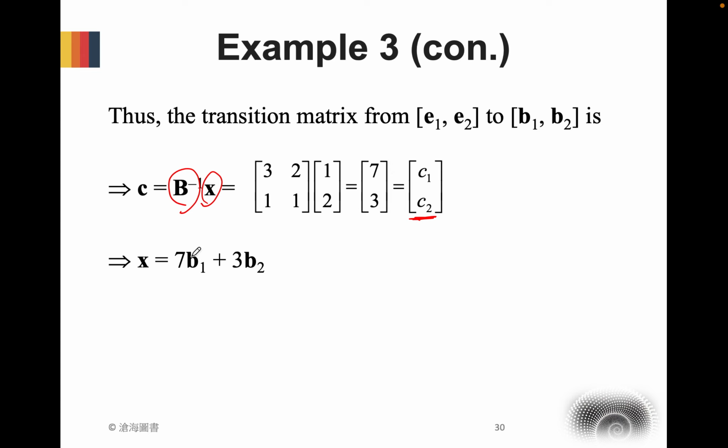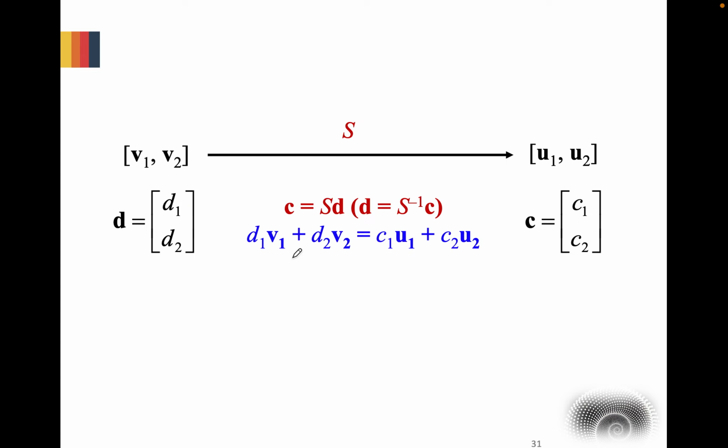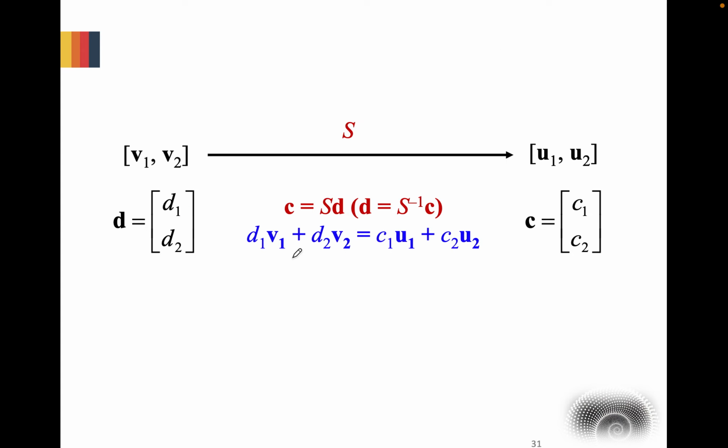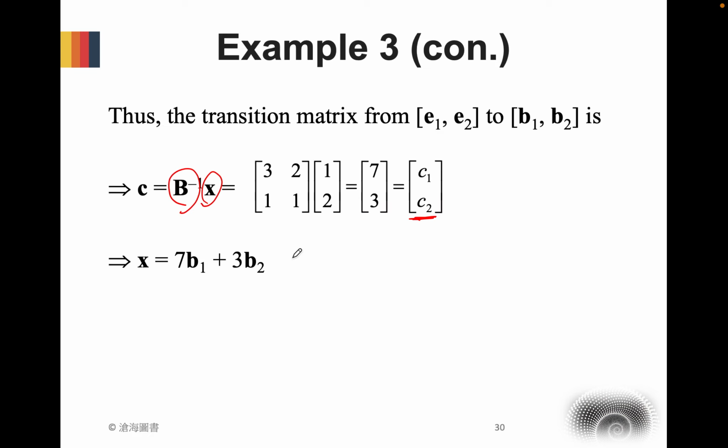Therefore, X is 7B1 plus 3B2, right? Okay, that's quite simple. You just need to remember the direction. You transform from which basis to which basis. Okay. So in this part, we just find the transition matrix from E1, E2 to U1, U2, or from U1, U2 to E1, E2.